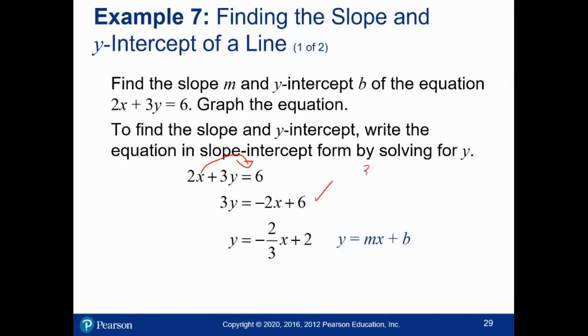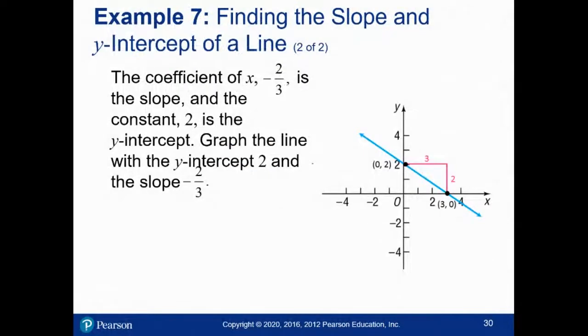And so if I have 3y over 3 equals negative 2x plus 6 over 3, these 3s cancel, negative 2/3 x, and then I have 6 over 3, which is 2. So there's that 2 right there. So what's the slope? Negative 2/3. So what's the intercept? 2. The coefficient of x was negative 2/3. There's the slope. The constant being added on at the end was 2.